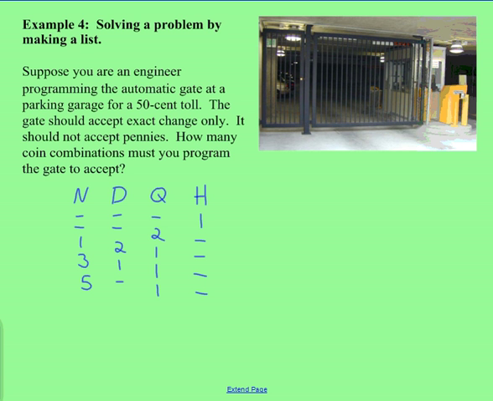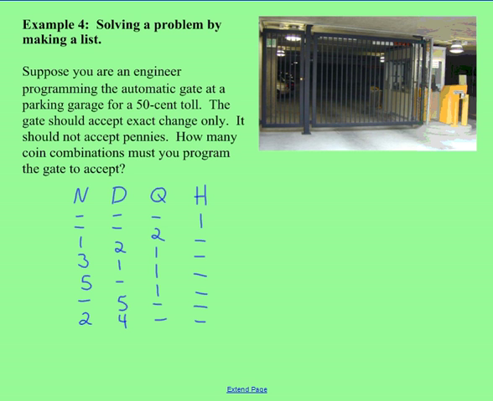So let's go on to if we're using dimes. If we're using dimes, we could use 5 dimes. If we use 5 dimes, we don't need any nickels, and we don't need any quarters, and of course no half dollars. What if we use 4 dimes? That's 40 cents. Well, we could use 2 nickels with that to get us to 50 cents.